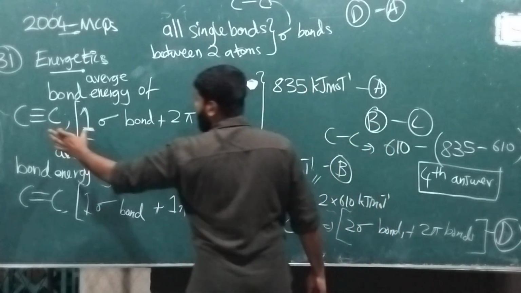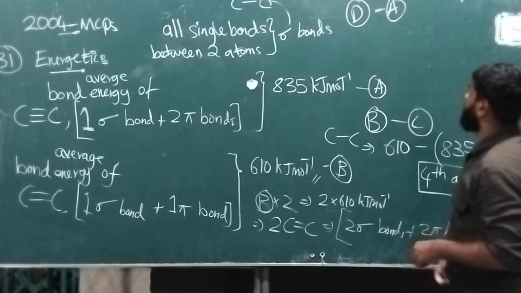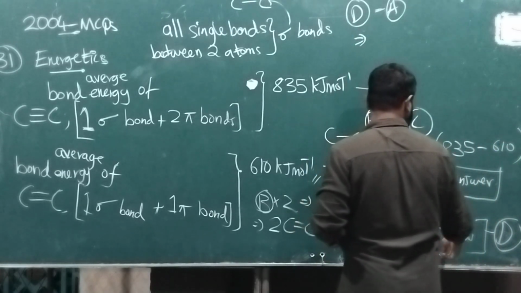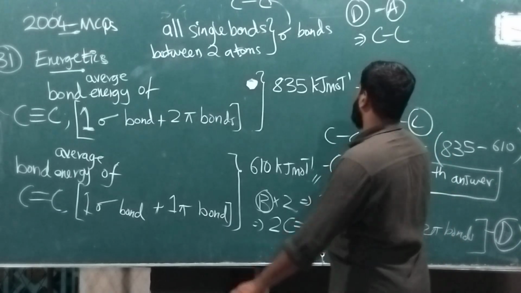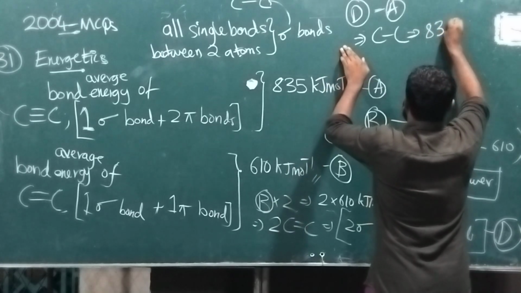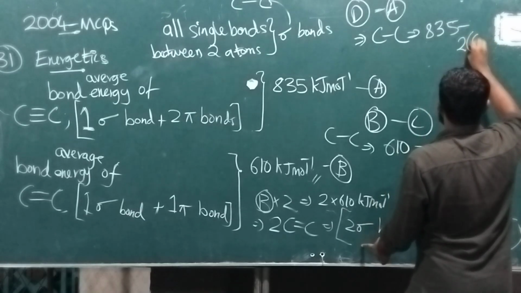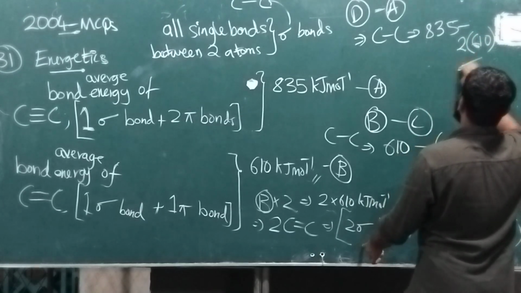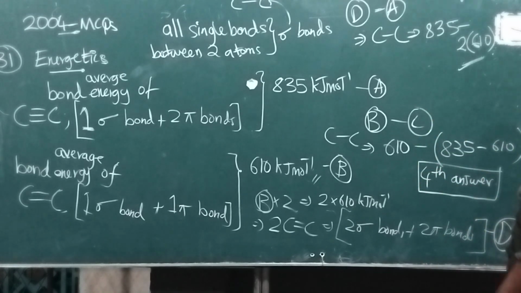Here I had one and here I had two, so there will be a change in their bonds. So finally what will be the answer? I'll get C-C for one sigma bond. So finally I can get 835 minus 2 into 610. You can do it in this way also. Both ways, the answers will be the same.